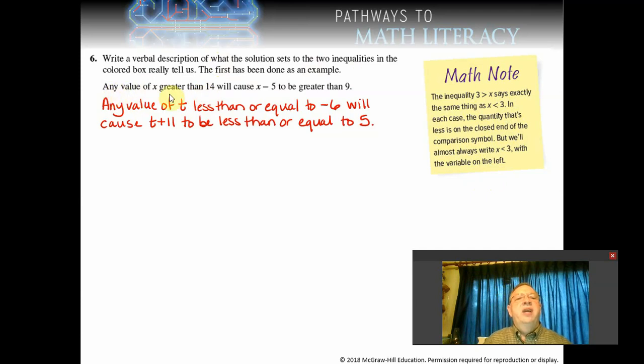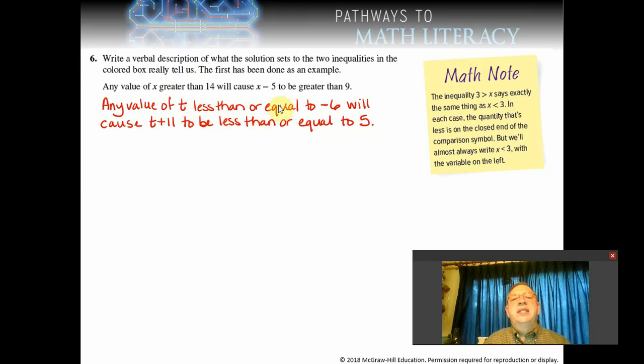So here, any value of x greater than 14 will cause x minus 5 to be greater than 9. Any value of t less than or equal to negative 6 will cause t plus 11 to be less than or equal to 5. So here they've added 5 to both sides, so if x is greater than 14, x minus 5 is greater than 9. So you can still work and build these things up in a backwards way. We usually start here and then work backwards.